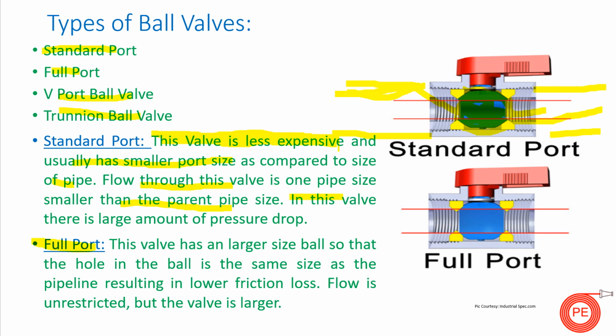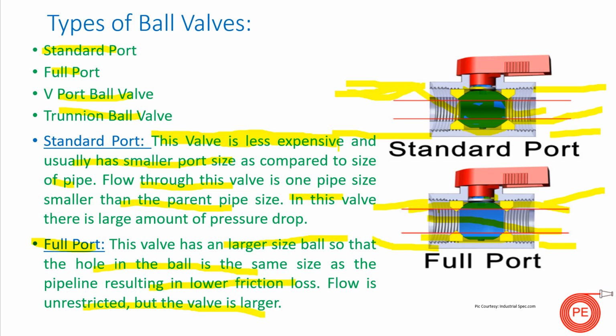In full port, this valve has a large size ball, so that the hole in the ball is the same as the size of the pipeline. So suppose I am having a DN100 pipe here, so my ball will also have a DN100 opening. So what will happen? My flow will go unrestricted, and it will move laminar. It will have a laminar flow. This ball has a larger size, so that the hole in the ball is the same as the pipeline, resulting in lower frictional loss. So flow is unrestricted, but the valve is large.